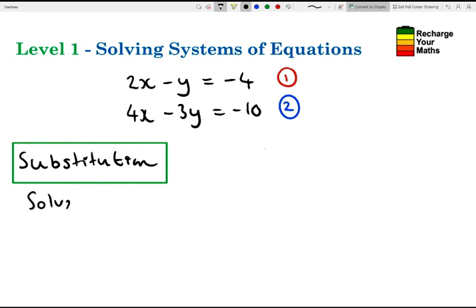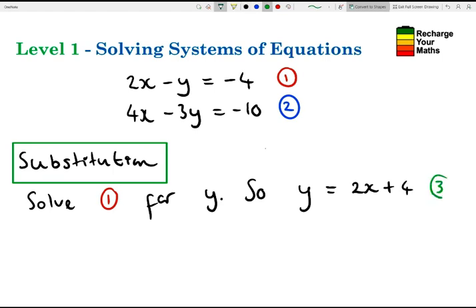So if we solve equation 1 for y, so rearranging equation 1, we get that y is 2x plus 4, and we can go ahead and call that equation 3.